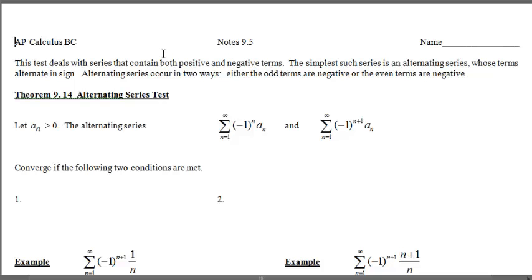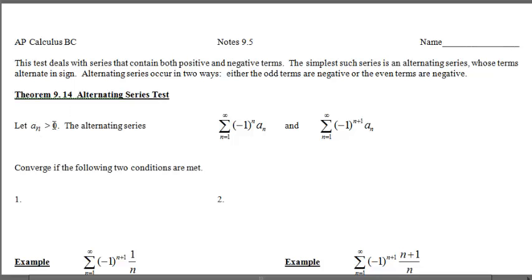You could also have series that might have two positive terms and then two negative terms and then two positive terms and alternate that way. But we're just going to restrict our view to looking at the alternating series. A little bit of background in a theorem about the alternating series test.